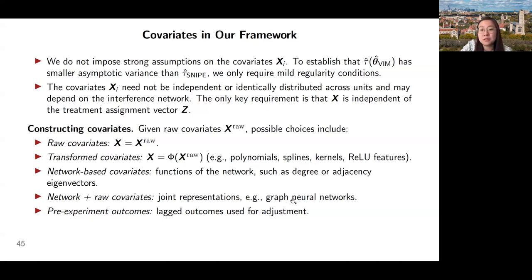You could use graph neural networks to build whatever covariates that you want. You could also make use of some pre-experiment outcome to build your covariates. As long as your covariates stay independent of the treatment, we could use them.